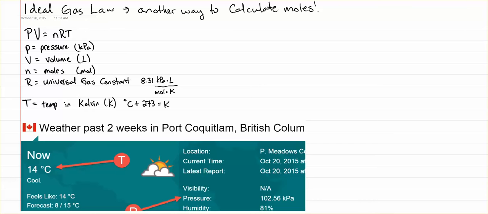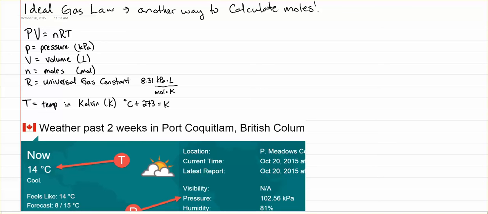stoichiometry question. So PV equals nRT, where P is pressure and it's in kilopascals, V is volume in liters, n is moles, R is the universal gas constant, and its number is 8.31, and T is temperature. Now this temperature is in Kelvin. To get Kelvin, you're going to take your Celsius and add 273 to it.